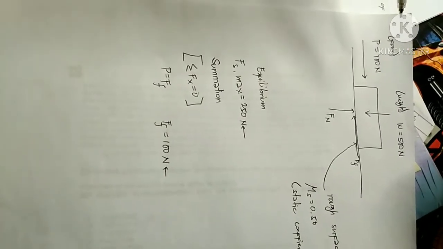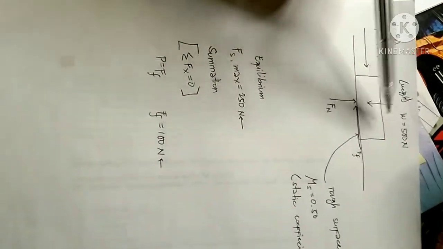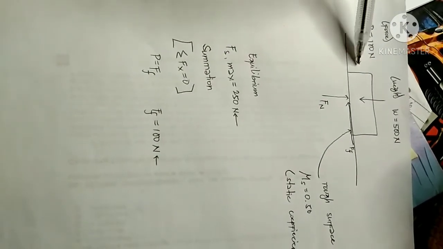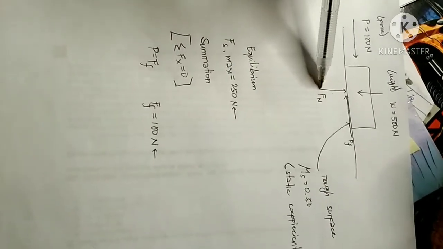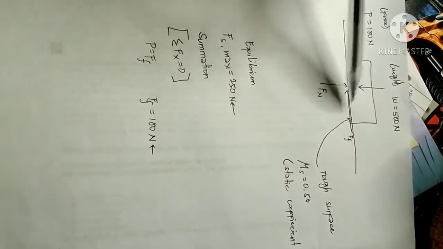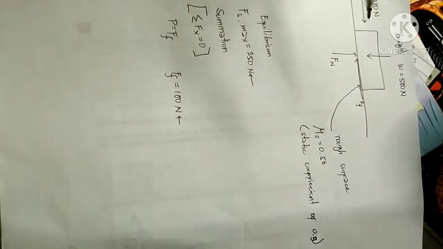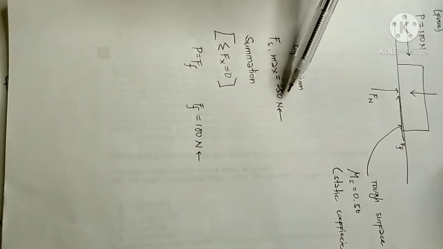Now we take up an example. If it is the surface and it is the box which has 500 Newton as its weight, and you apply a force of 100 Newton, or P equals 100 Newton, this is the normal force and it is the friction. It is a rough surface. Mu sub s is equal to 0.50, which is the static coefficient of 0.5. So we will use equilibrium. The maximum frictional force is equal to 250 Newton.